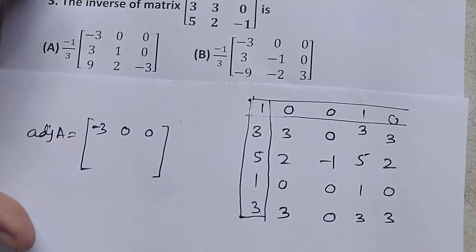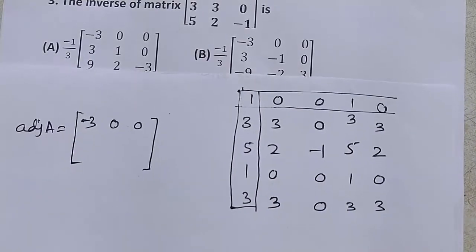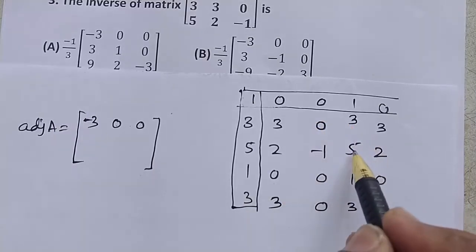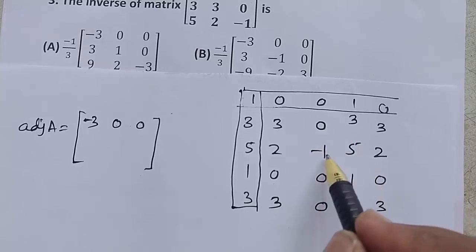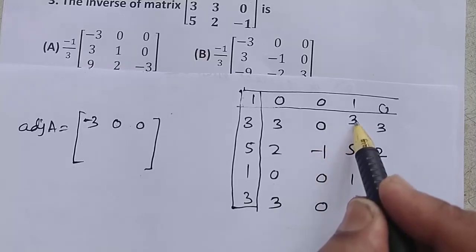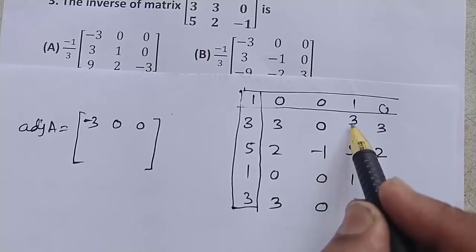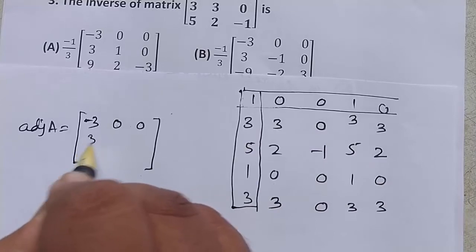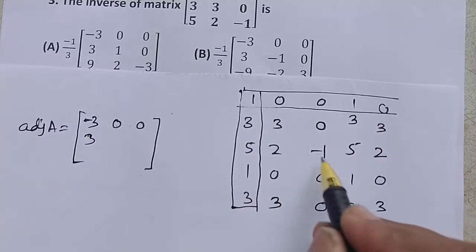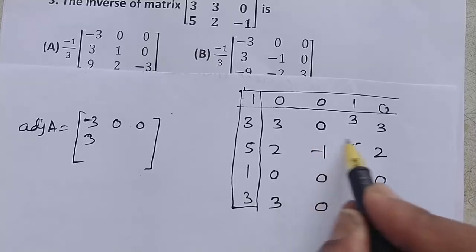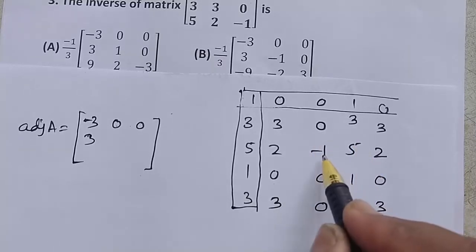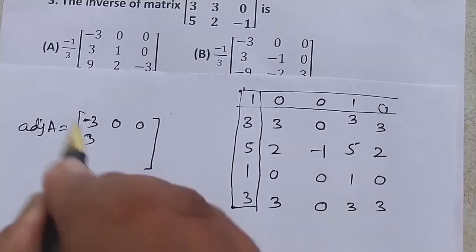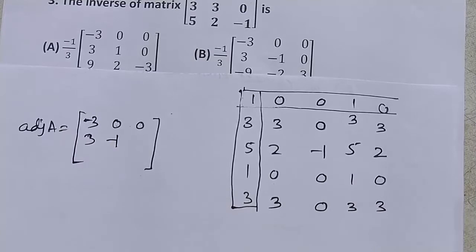Now again, for the second row, we take this determinant: 5 into 0, minus 1 into 3, that is minus 3. The middle sign is minus, so minus minus becomes plus, so it is 3. Now for the second element, we take this determinant: 1 into minus 1, that is minus 1, minus 0 into 5 is 0, so it is minus 1.